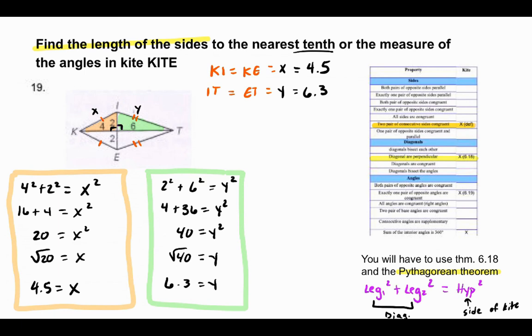So if you have to find the side length and you only have the diagonals, we use the fact that opposite sides are congruent, so we really only have two calculations. Because the diagonals are perpendicular, we create right triangles. Because we have right triangles, we can use the Pythagorean theorem in order to calculate the missing side length.